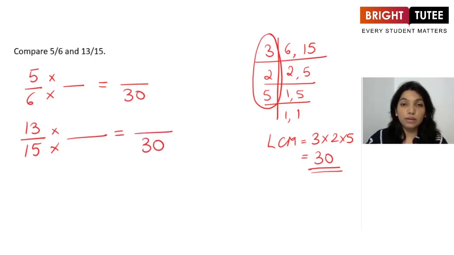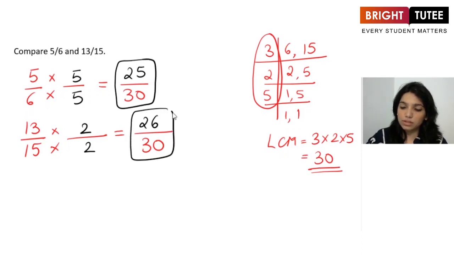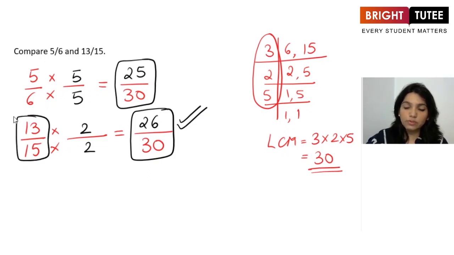What can we do? 6 times 5 is 30. So we do the same with the numerator. And here 15 times 2 is 30. So we do the same with the numerator. 5 times 5 is 25 and 13 times 2 is 26. Now simply compare. Do you think 25 over 30 is bigger or 26 over 30 is bigger? The answer is 26 over 30 is bigger. And what fraction is 26 over 30? It is basically 13 over 15.